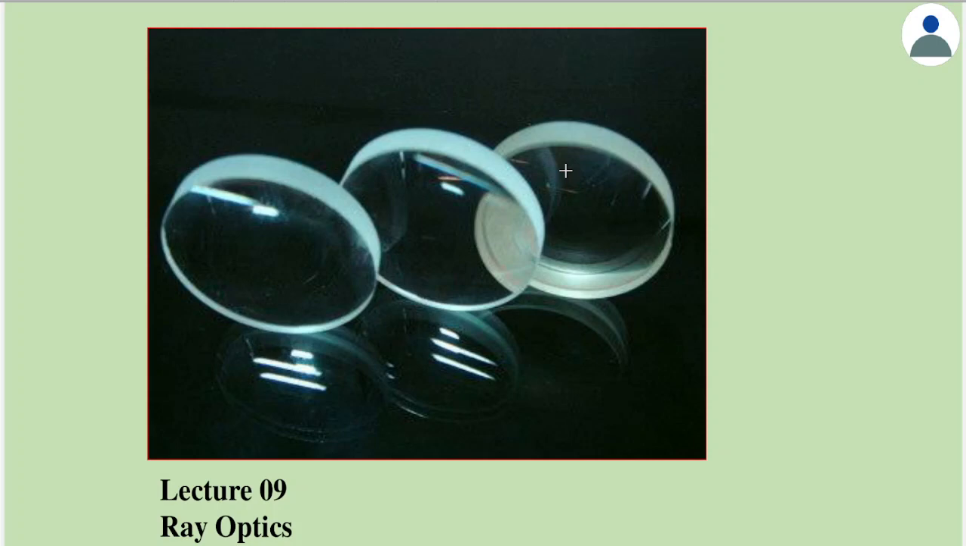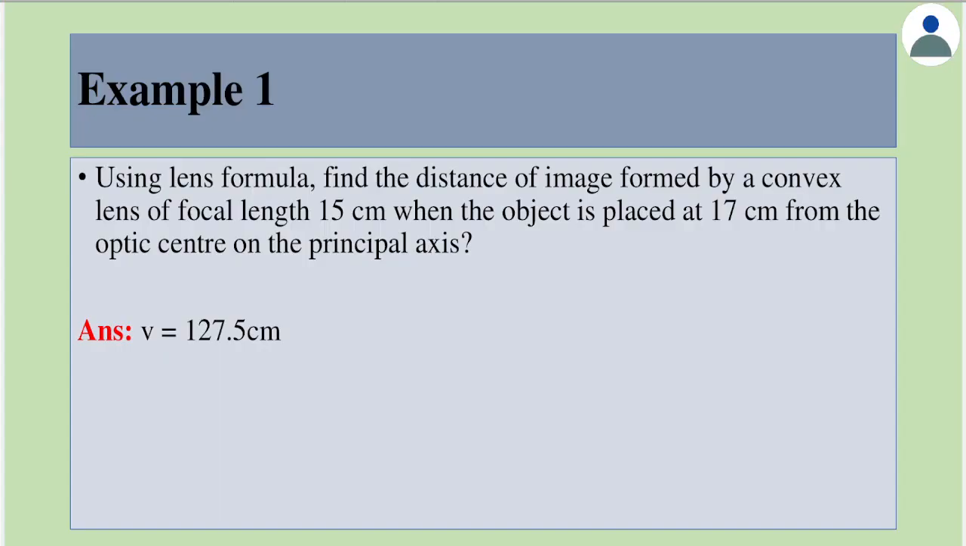Hello everyone. In this lecture, we will be doing some numericals based on Lensmaker's formula and the lens equation. Example 1 says, using the lens formula, find the distance of the image formed by a convex lens of focal length 15 cm when the object is placed at 17 cm from the optic center on the principal axis.